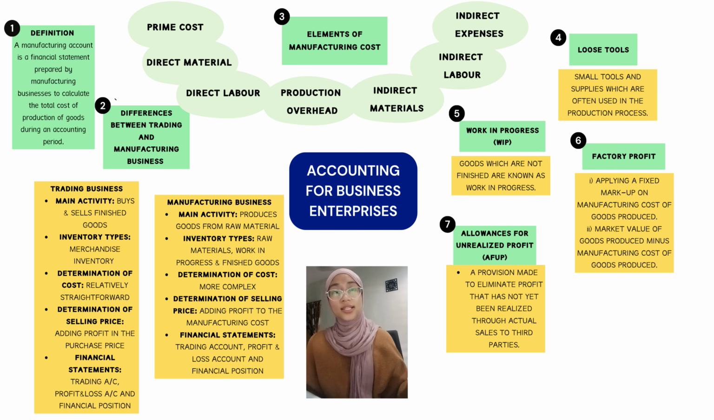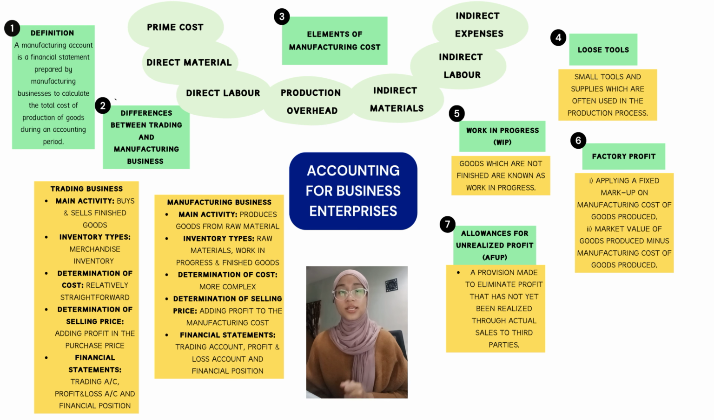And let's jump into the elements of manufacturing costs. First, we have prime costs. Prime cost is expenses directly related to the production process. Under prime cost, we have direct material, direct labor, and direct expenses. What is direct material? Direct material is the raw materials directly used in production. Let's say we want to produce a cake, so the direct materials would be flour, eggs, sugar, and many more.